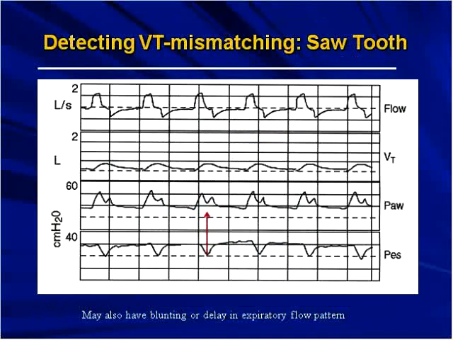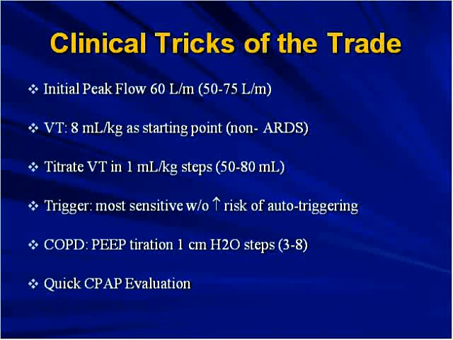But a sawtooth in the airway pressure change is a good way to detect tidal volume mismatching. Now, clinical tricks of the trade for volume control. Some of these are just standard things to think about that you can start out with. One of them is just the initial peak flow rate should be about 60 liters a minute. That's about double normal for you and me at rest. 50 to 75 is kind of a good range. Beyond 75 liters a minute in most patients, I don't think you get that much bang for your buck, but you can always try it.